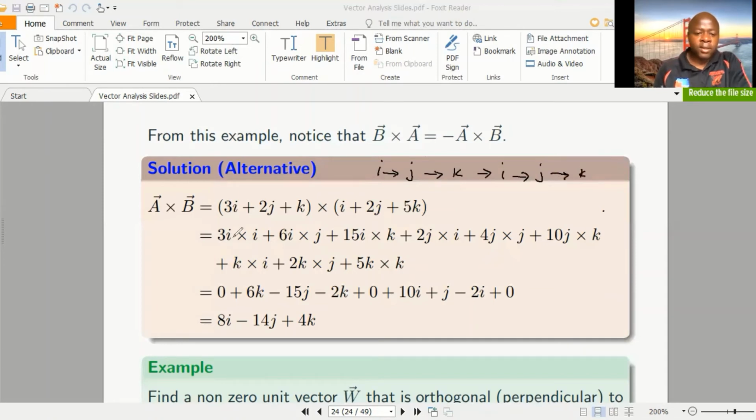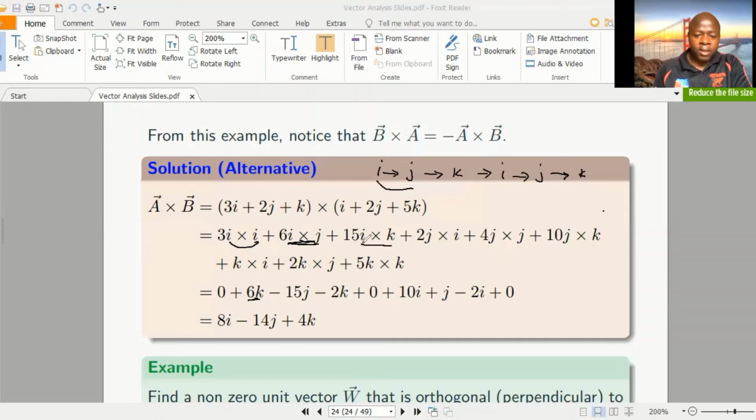So we want to see i cross i, of course, that we know is 0. So this is 0 times 3, that gives us 0. What about i cross j? i cross j is in this direction. So the result will be positive k. Positive k. So this is positive k. So positive k times 6 gives us 6k.